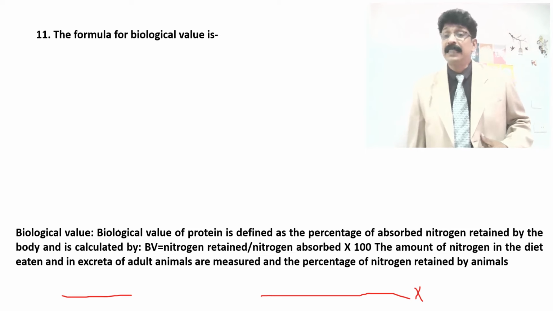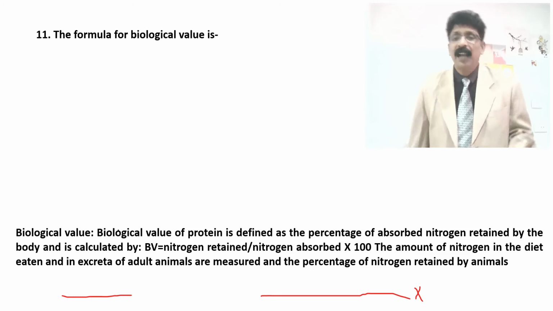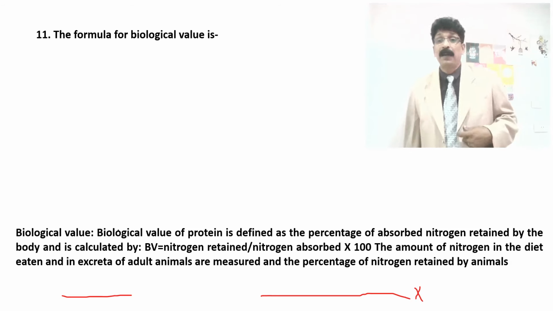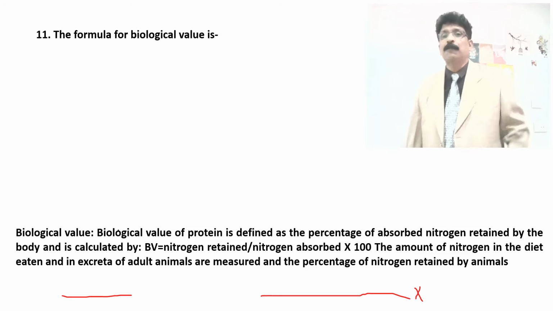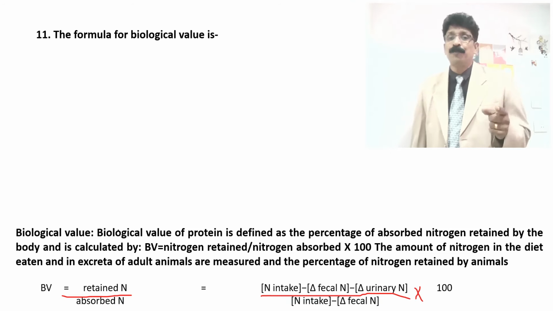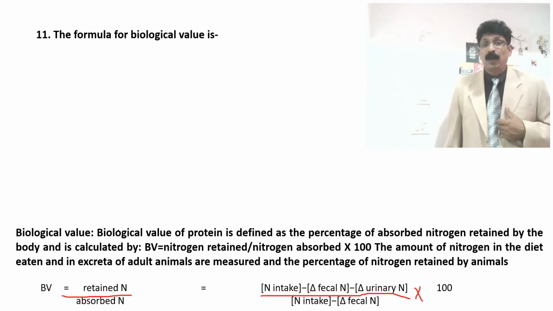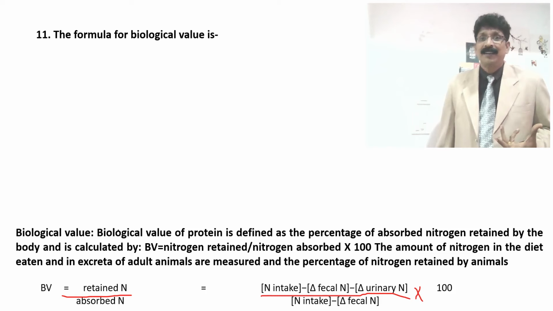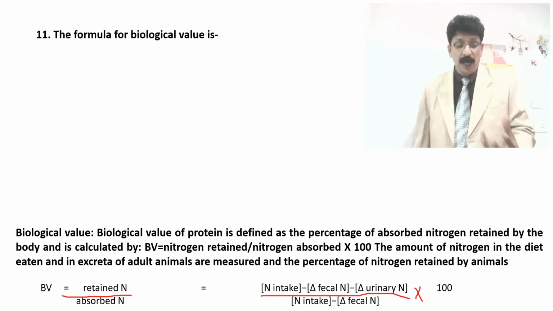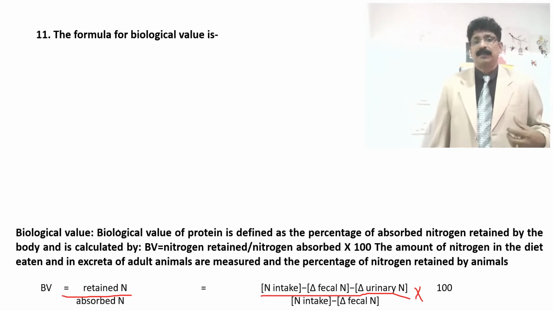The amount of nitrogen in the diet eaten and what is excreted in an adult animal are measured. Excretion means by feces and by urine. This will be measured, and the percentage of the nitrogen retained by the animal can be calculated. Listen to me very clearly, I have explained by the formula also, but it will be easy for you to know. Retained nitrogen divided by absorbed nitrogen into 100. But retained nitrogen, how much you have retained, how will you calculate nitrogen intake? What we have taken by the food or whatever compound you have taken, how much nitrogen is already known, should be consumed, that is taken.